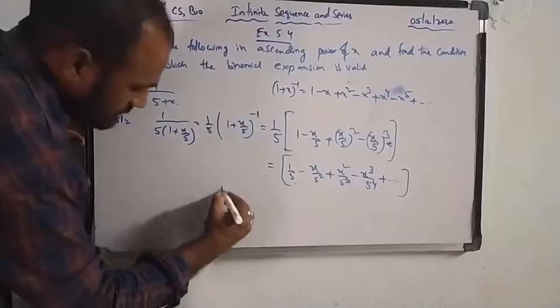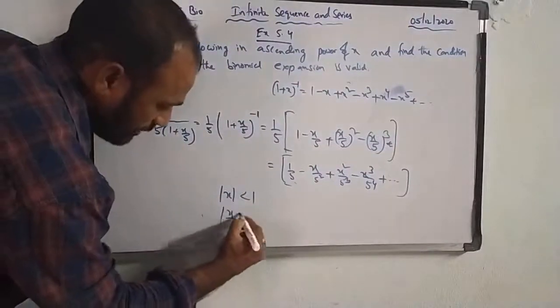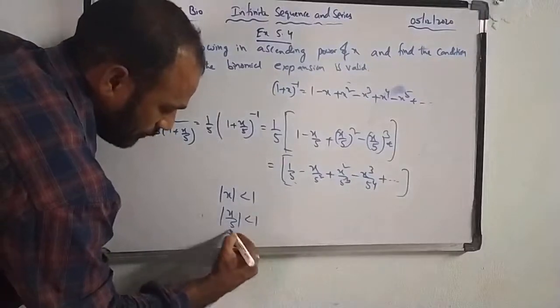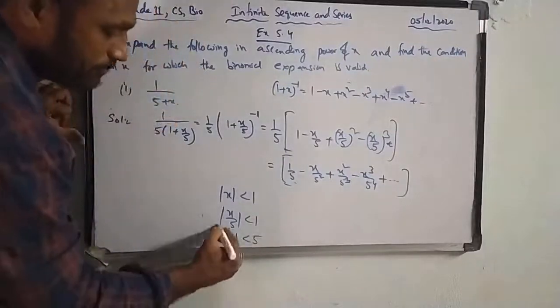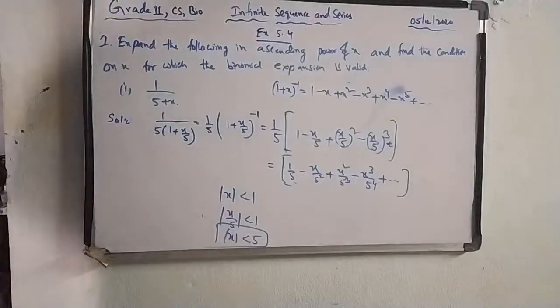So here the condition given is mod x is less than 1. Here, in case of x by 5, mod of x by 5 is less than 1. Therefore mod x value is less than 5. So this is the condition valid for our binomial expansion.